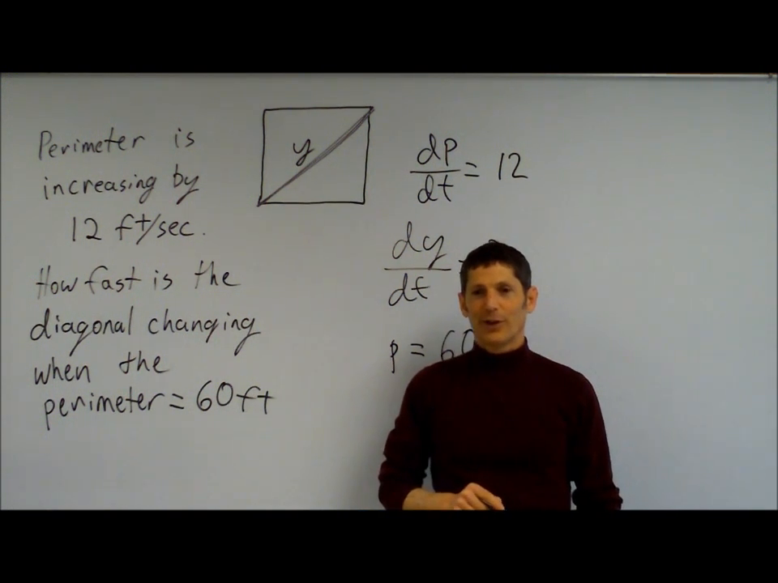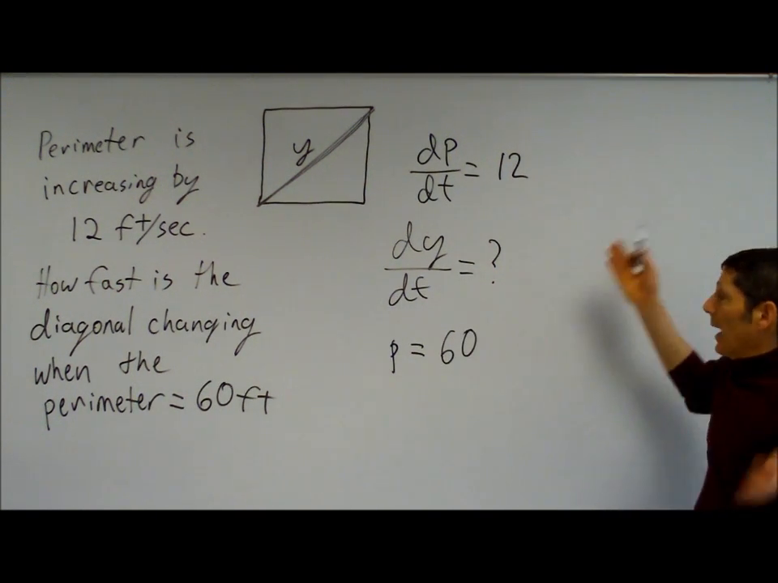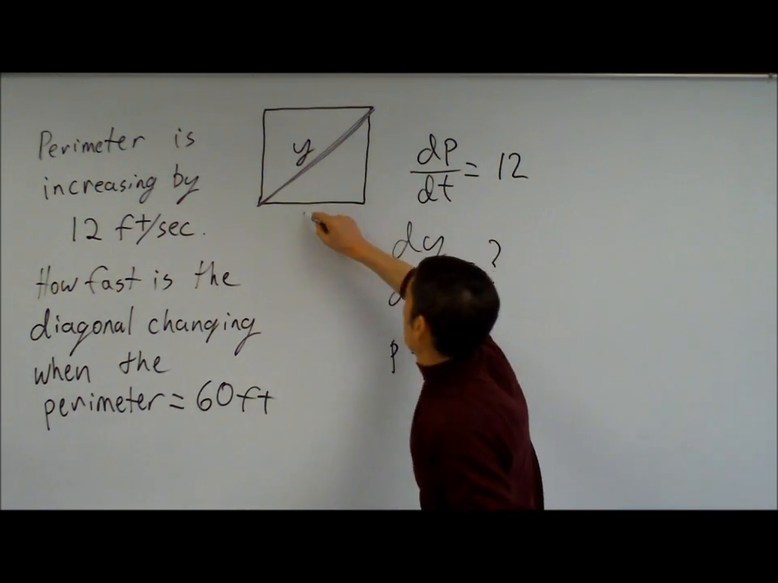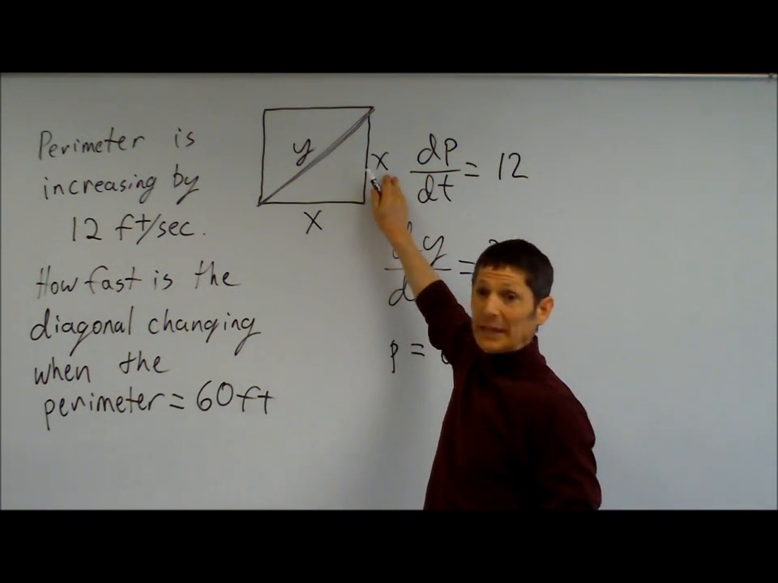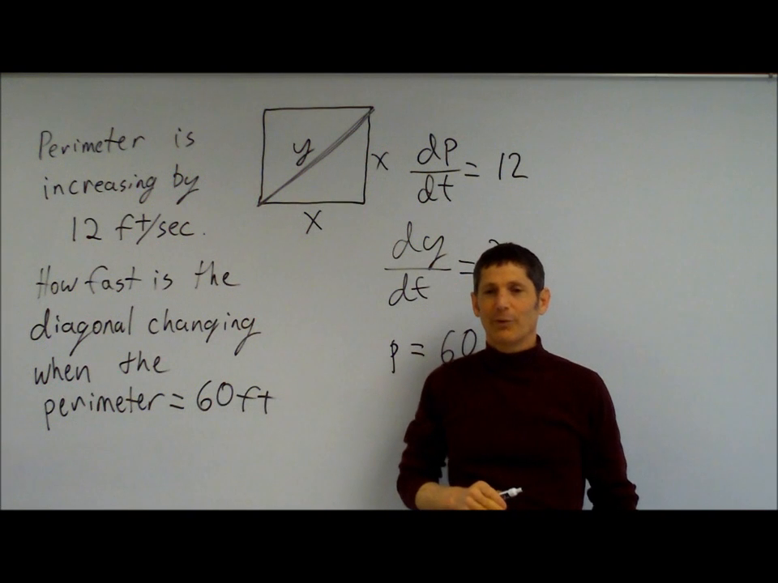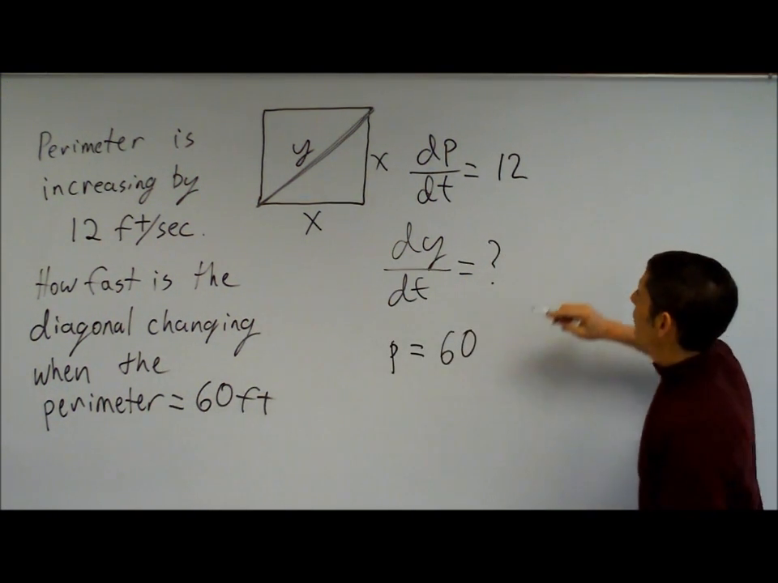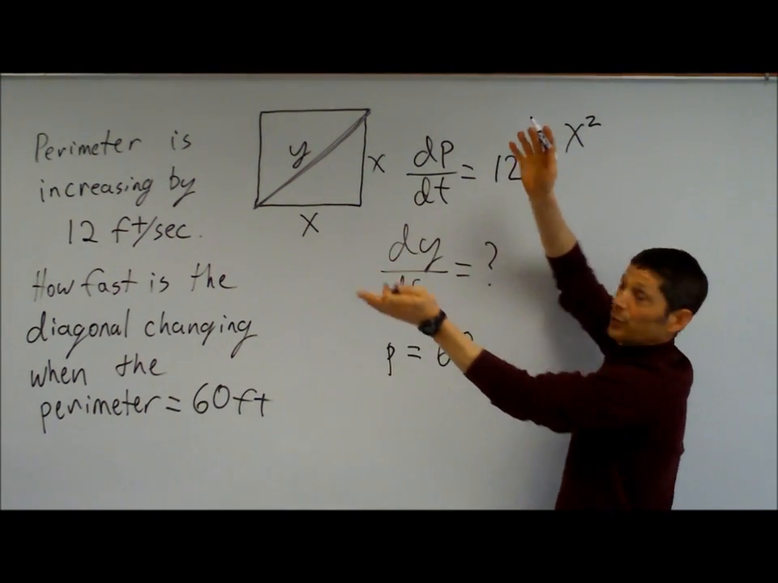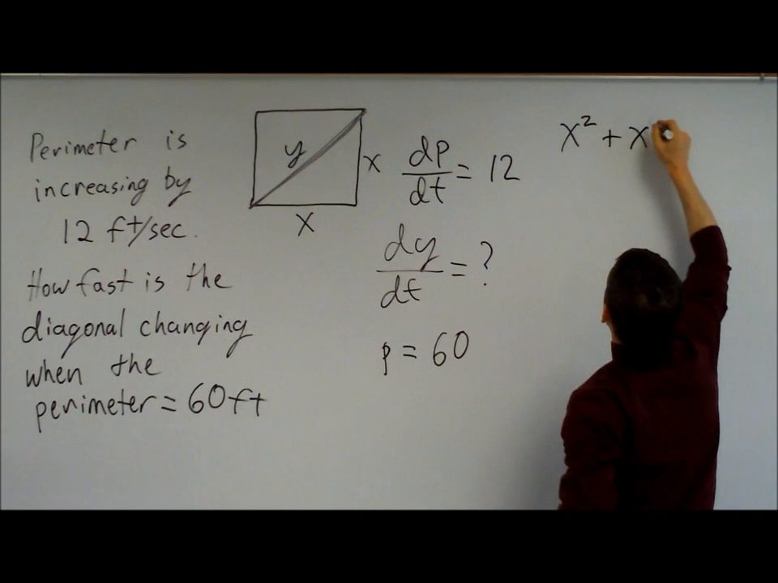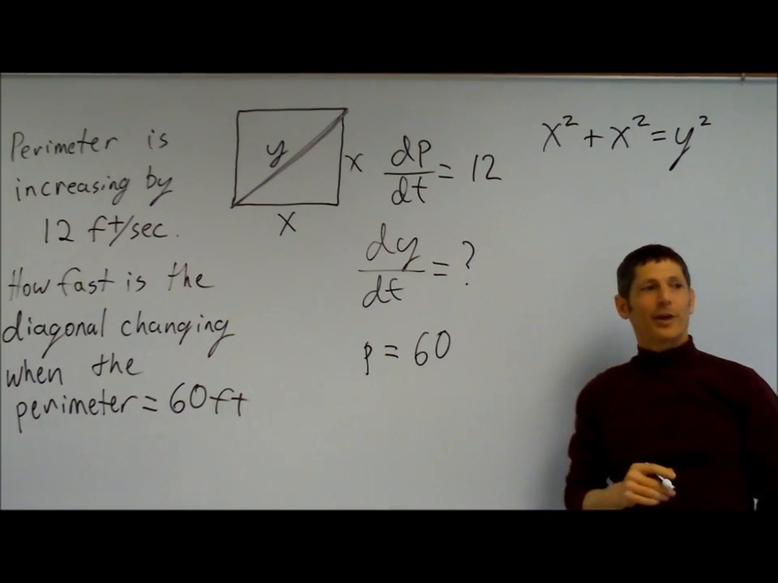How's that looking so far, Giselle? I'm looking for dy/dt. It's the diagonal, and I know certainly how to find y based on x. What kind of equation am I going to need here? So I'm going to say x squared plus x squared equals y squared, since it's a square, so they're both the same. Sounds good. What's the next step?